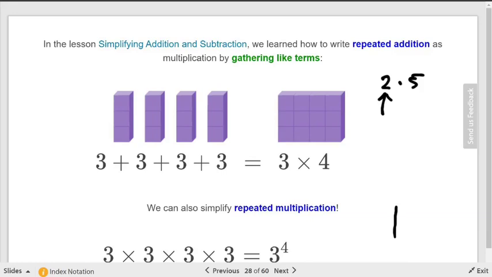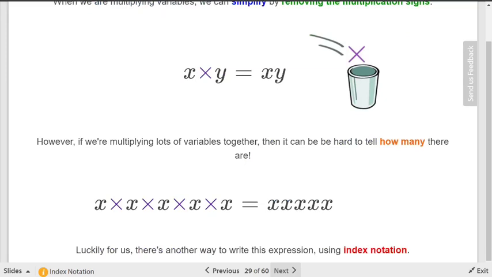Well, the shortcut for multiplication is using an index. Notice we have four threes all multiplied together here. Well, instead of saying 3 times 3 times 3 times 3, because they're the same number, I can simply write that as 3 to the 4th power. Okay? So what if I had 5 2s multiplied together? That would be 2 to the 5th power. All right? So exponents are just a way of making multiplication more efficient. Okay? Now, what if I have an x times a y? What's that give me?